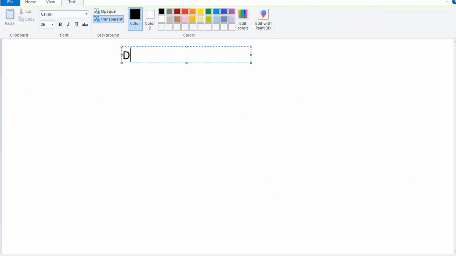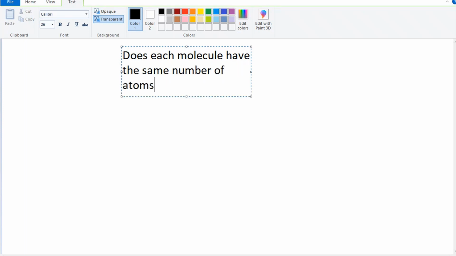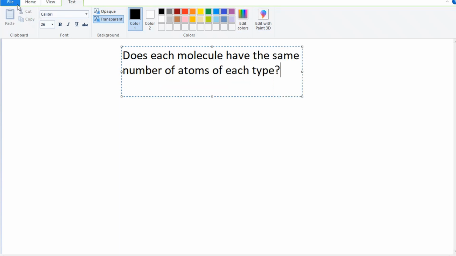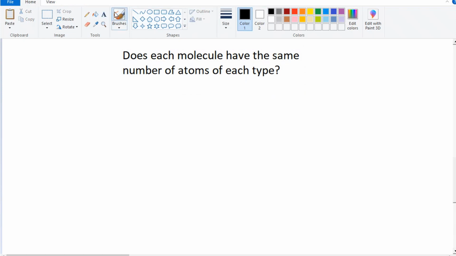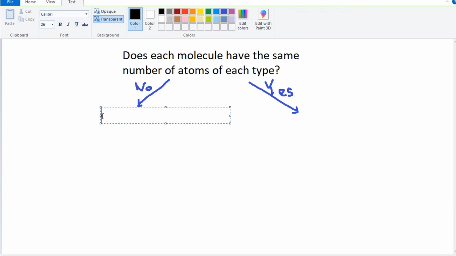First of all, does each molecule have the same number of atoms of each type? Same number of atoms of each type, okay? If the answer is yes, then you have to ask yourself another question. If the answer is no, that means they're not any type of isomer.